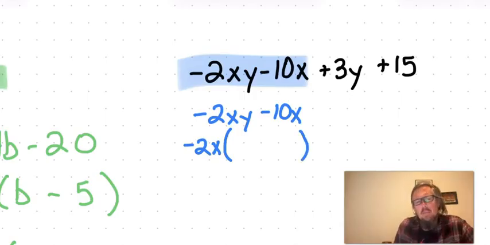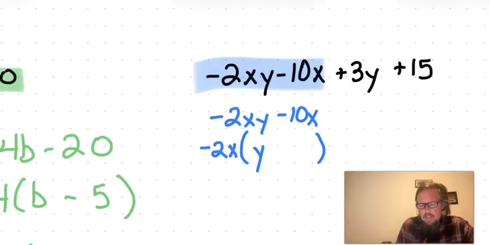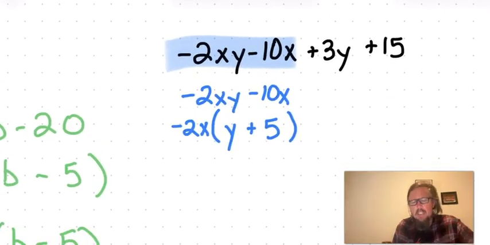And then what would be in the parentheses after that? Well, if I have negative 2xy and I factor out a negative 2x, that leaves me with a y. And then negative 10x, and I factor out a negative 2x. Negative divided by negative is positive, and 10x divided by 2x is 5. So I get y plus 5. Okay, so that set's good to go.